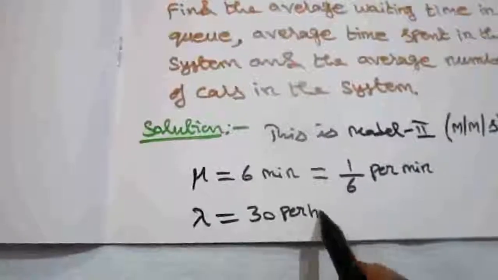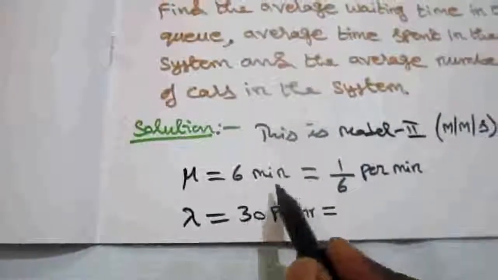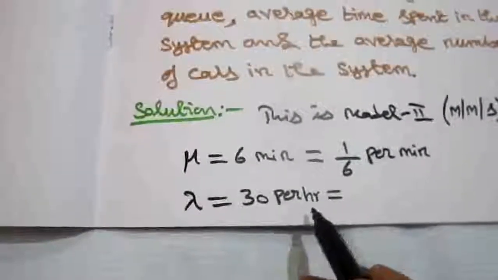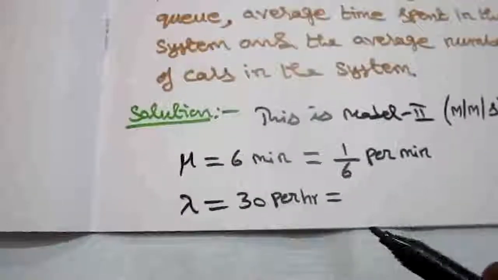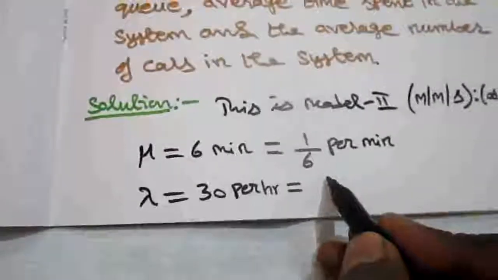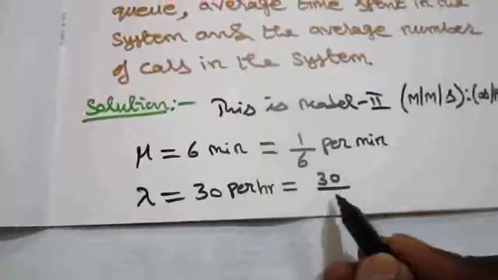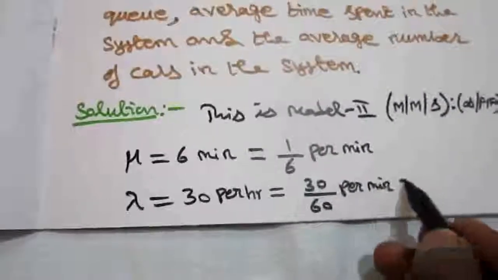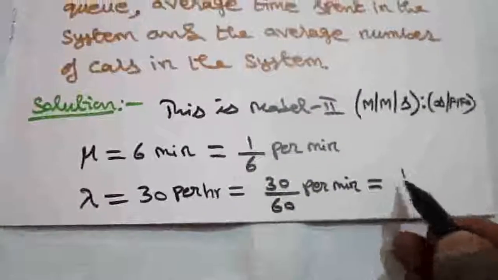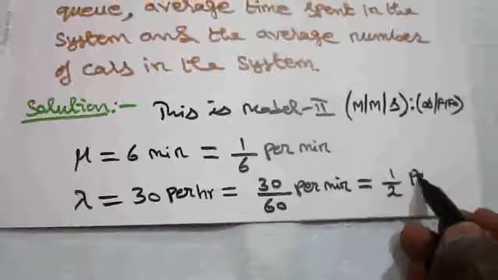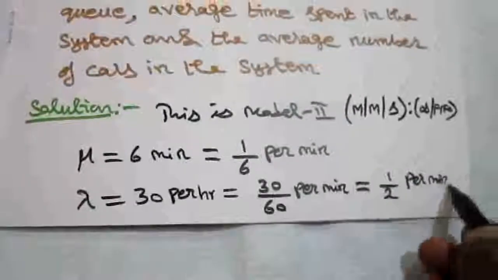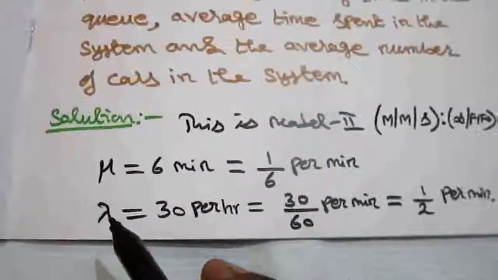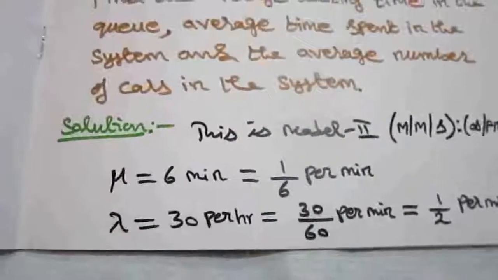But the service unit is in minutes, and here it is per hour. So I want to convert this per hour into per minute, so divide by 60. So 30 by 60 per minute. Cancelling, 1/2 per minute. So both are now in minutes, and we have lambda and mu.